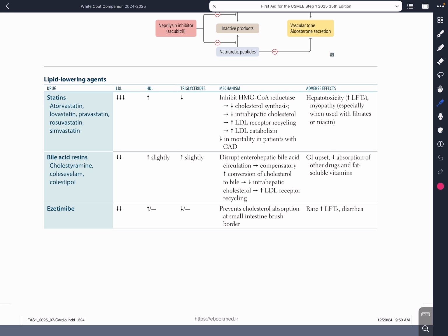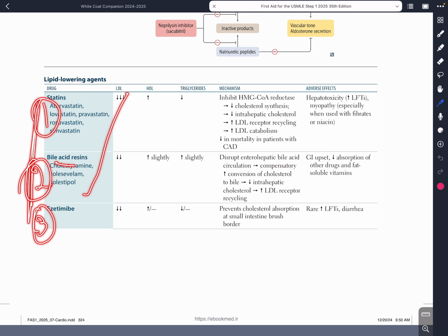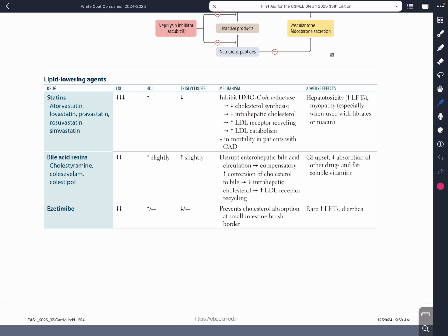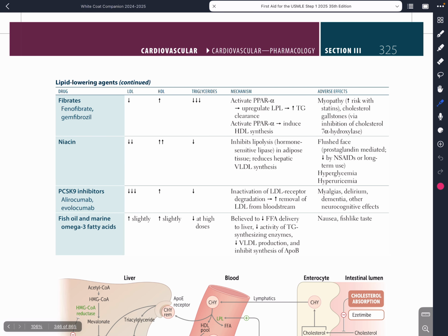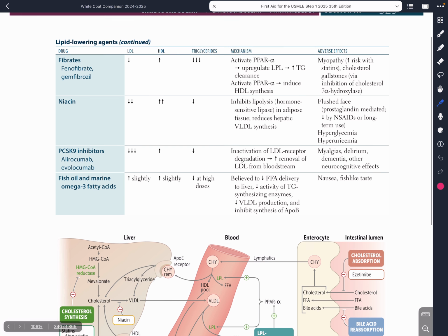So again, all these lipid lowering agents, like statins, bile acid resins, and ezetimibe, are in order of drug of choice. First is statin, second is bile acid resins, and then third, if nothing works and the patient continues to experience side effects, give them ezetimibe. Next, the lipid lowering agent is fibrate.